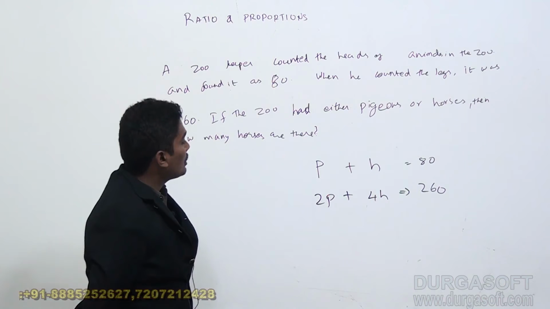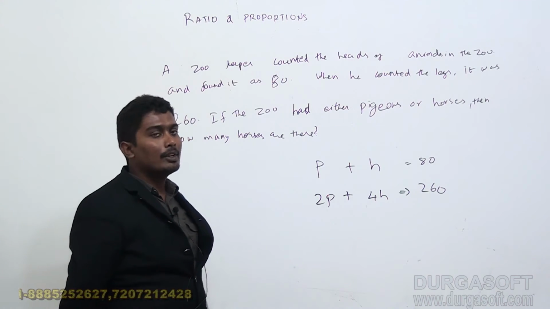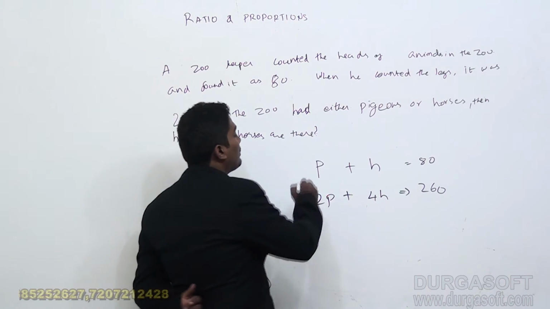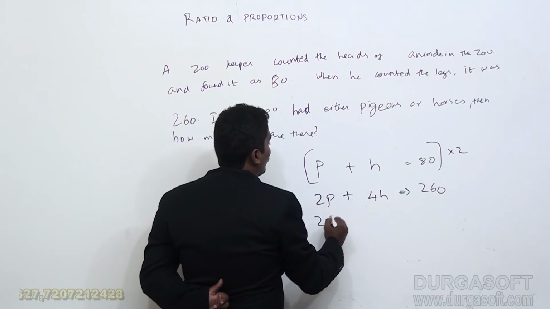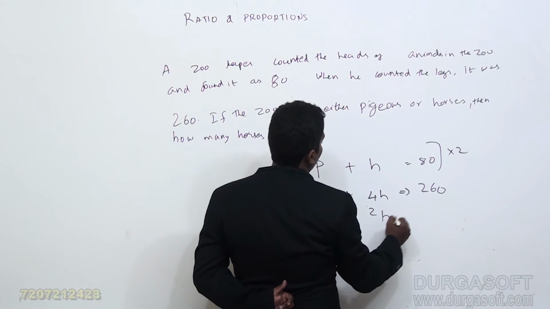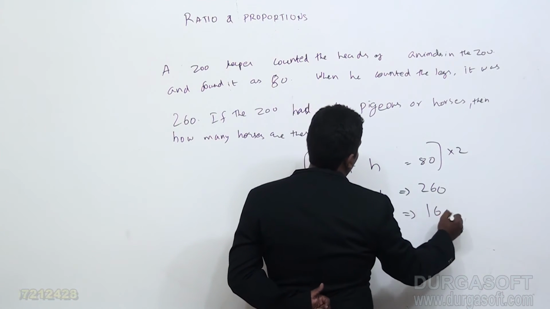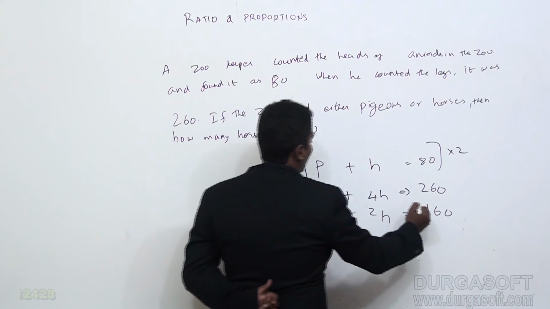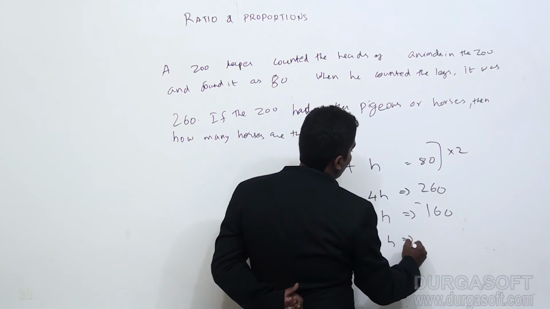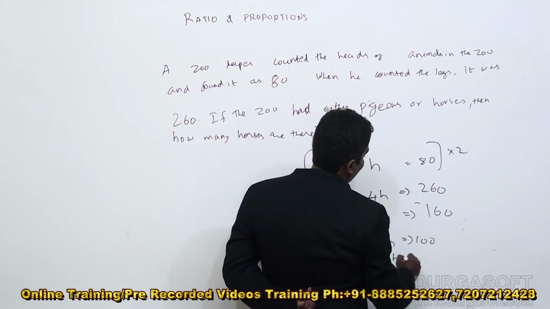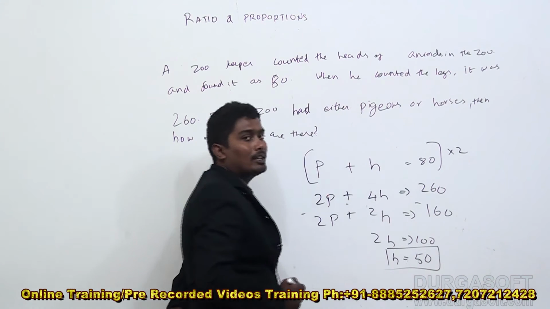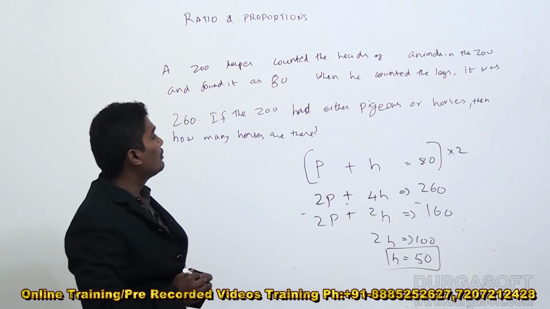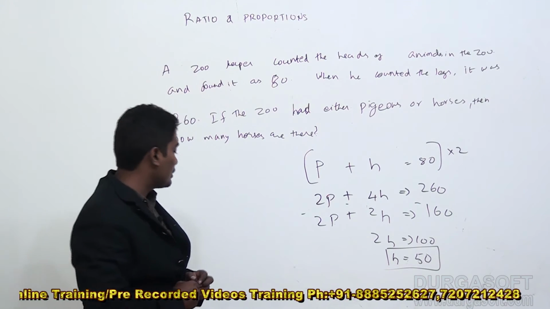To find the number of horses, I have to cancel the pigeons. So to cancel the pigeons, I will be multiplying this first equation by 2. So I will be getting 2p plus 2h equal to 160. When I subtract them, I will get 2h is equal to 100. H value will be equal to 100 by 2, which is 50. So the number of horses is 50. So I will have 50 horses and 30 pigeons.